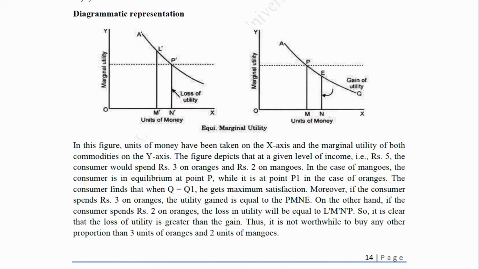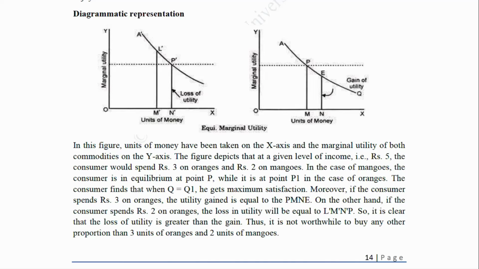In the figure, units of money have been taken on the x-axis and the marginal utility of both commodities on the y-axis. The figure depicts that at a given level of income, that is rupees 5, the consumer would spend rupees 3 on oranges and rupee 2 on mangoes. In the case of mangoes, the consumer is in equilibrium at point P, while it is at point P1 in the case of oranges. The consumer finds that when Q is equal to Q1, he gets maximum satisfaction.